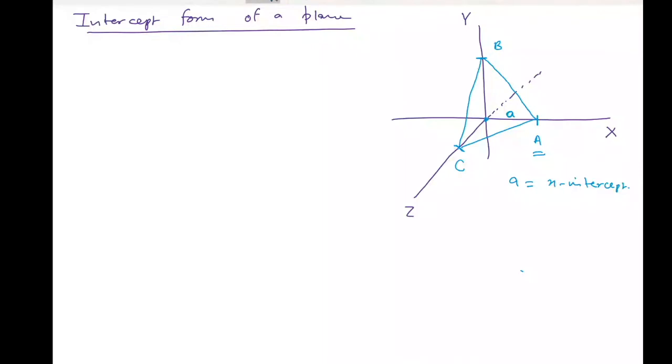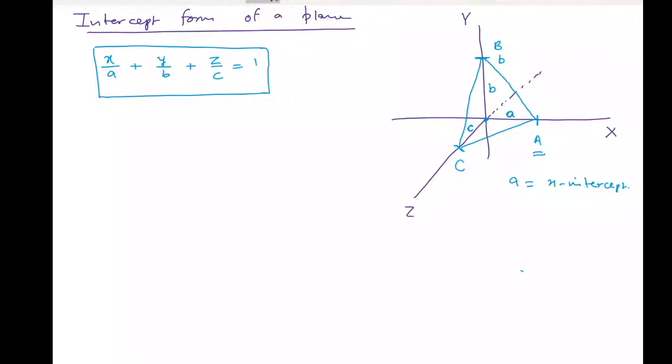And let's say this is B, and let's say this is C. Then what is the equation of plane? Very simple. x by A plus y by B plus z by C is equals to 1. This is the formula for intercept form of a plane, and this will be used only when the intercepts are given.